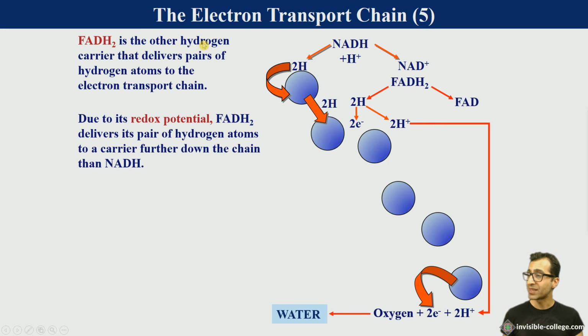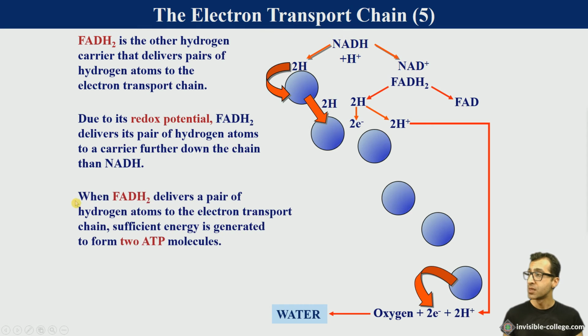So when we're talking about the electron transport chain, we fundamentally have a couple of different hydrogen carriers which are delivering protons or delivering hydrogen atoms to this chain. So when FADH2 delivers its pair of hydrogen atoms to the electron transport chain, sufficient energy is generated this time to form two molecules of ATP.